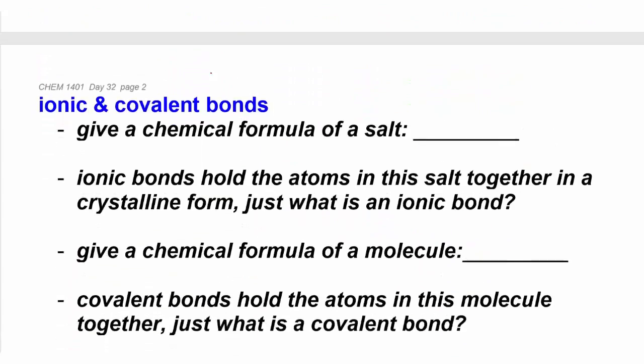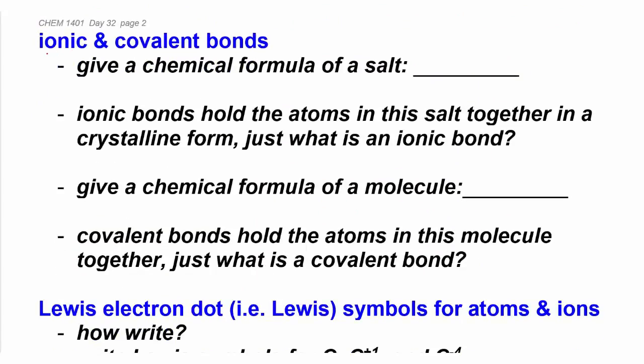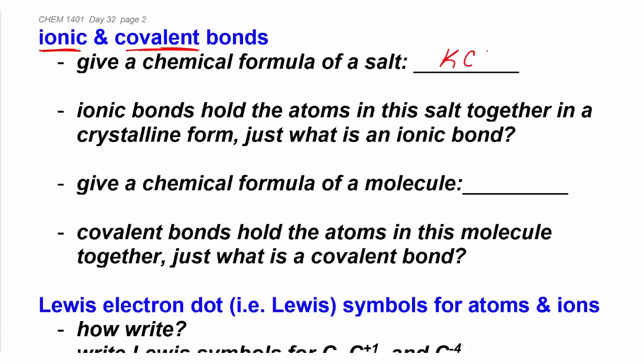microscopic. Let's start by talking about the different types of bonds. We have two types of chemical bonds. We have ionic and covalent bonds. Let's start with the ionic bonds. Give a chemical formula of any salt. Potassium chloride. Ionic bonds hold the atoms in the salt together in a crystalline form. What's an ionic bond? Well, we have potassium ions surrounded by chloride anions in that crystal, and it's those oppositely charged particles that are electrostatically holding it together.